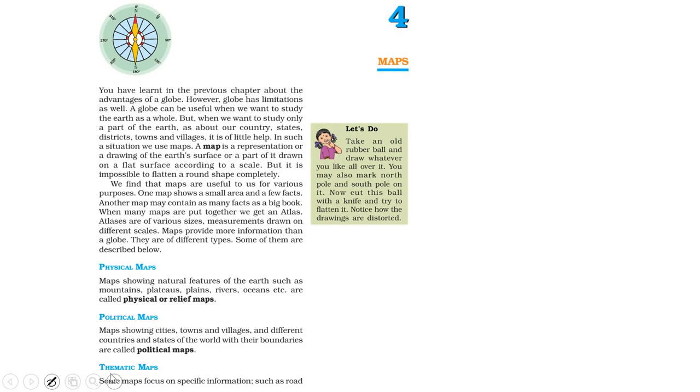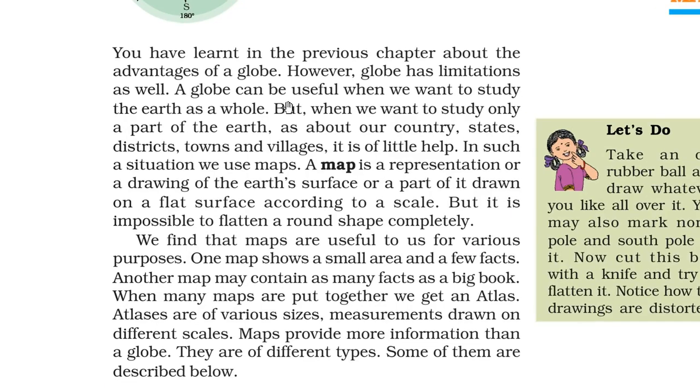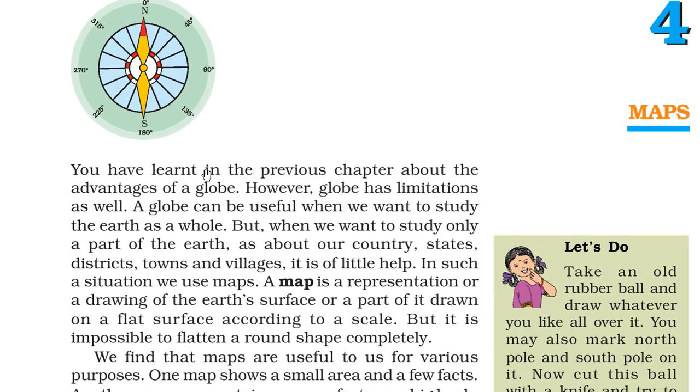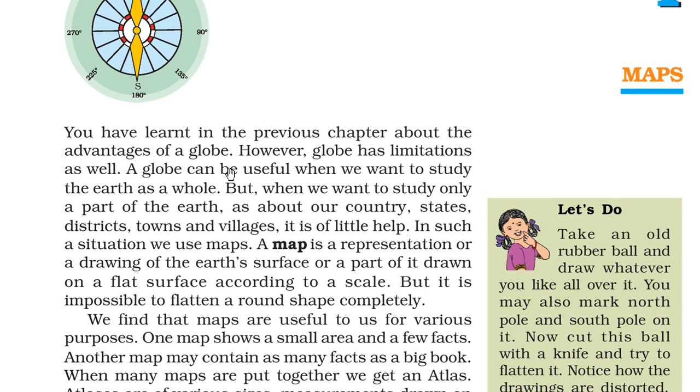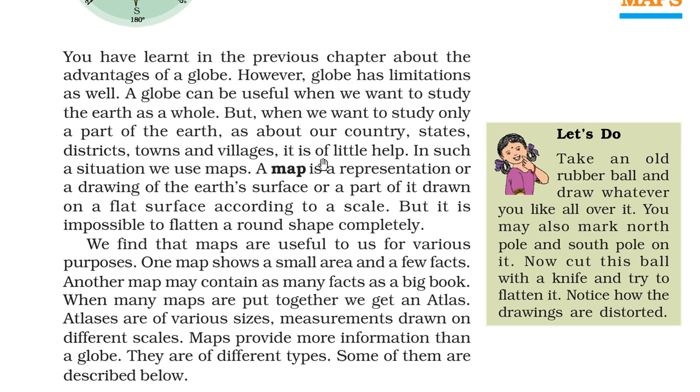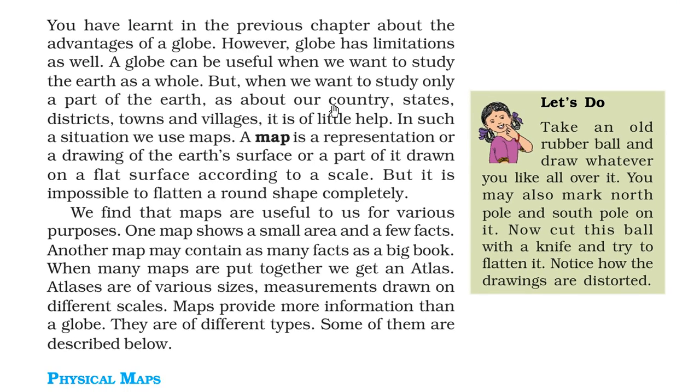What we have seen in the previous discussion, that is, what are the advantages of a globe. So a globe has certain limitations also. A globe is a miniature form to represent our earth. So a globe can be useful when we want to study the earth as a whole, but when we want to study only a part of our earth, say we want to know about our country, the states, district, town or villages, then the globe is of little help.